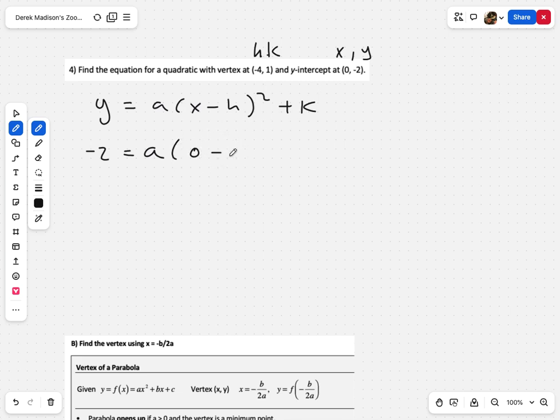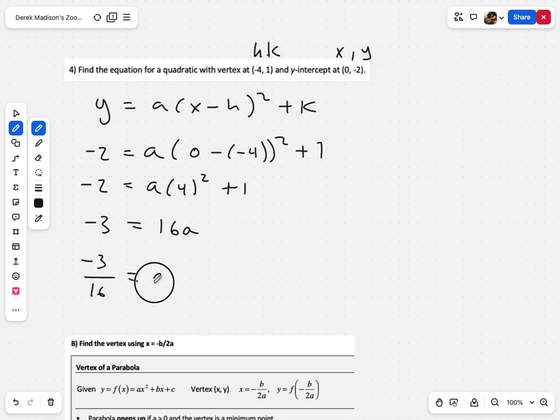x is 0 minus a negative 4 right there, squared, plus 1. So negative 2 equals a times (0 minus negative 4, which would be 4) squared plus 1. We can go ahead and subtract that 1 over there and get minus 3 equals 16a. And then divide by 16, and negative 3/16 equals a. So y equals negative 3/16 times (x minus a minus, which would make that a plus 4) squared plus 1.